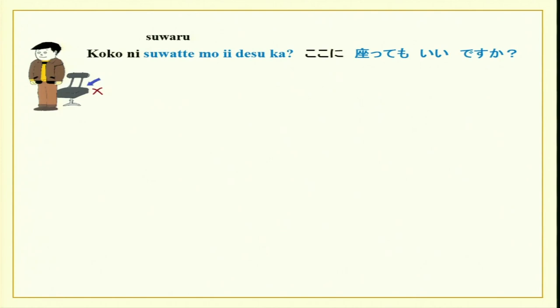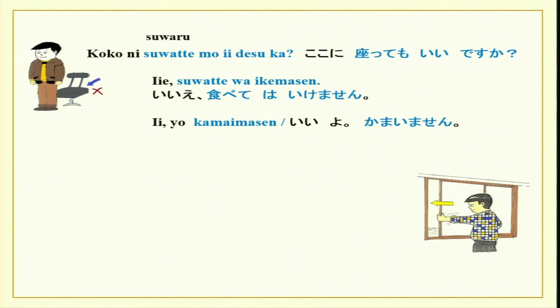So, suwaru. Koko ni suwatte mo ii desu ka? As we had earlier. So, iie suwatte wa ikemasen. Not allowed, not permitted. Ii yo kamaimasen, as we did just now. Then, he is opening the window. And it is akeru.